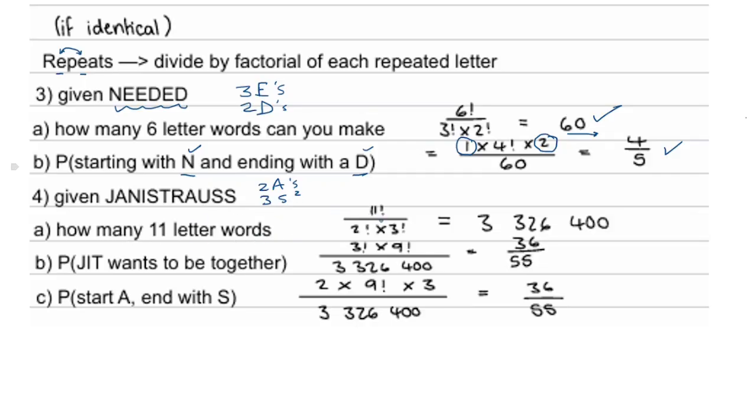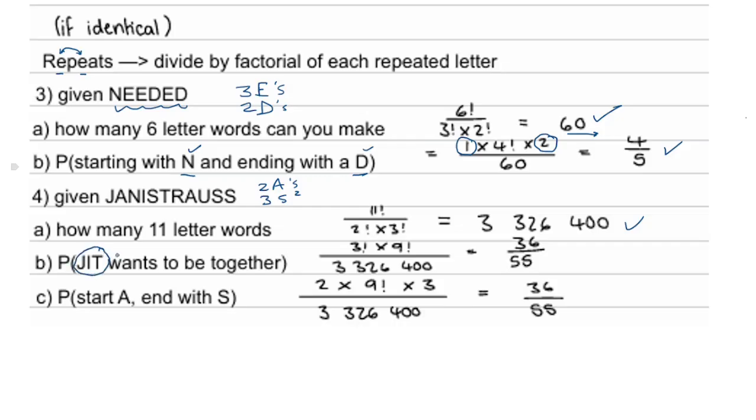It will start with 11 factorial. We're just using all our options, but we divide by the repeats. There's 2 A's, so we divide by 2 factorial, and 3 S's, so we times that by 3 factorial in the denominator. This is our grand total of options that we could have, just over 3 million. What if G, I, T, those letters want to always be together as one unit?